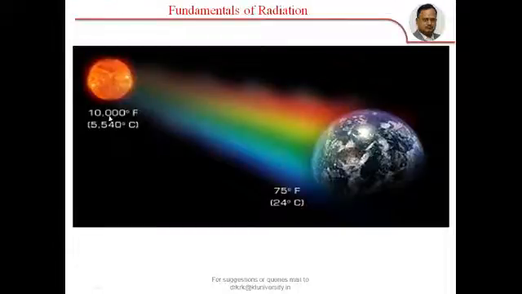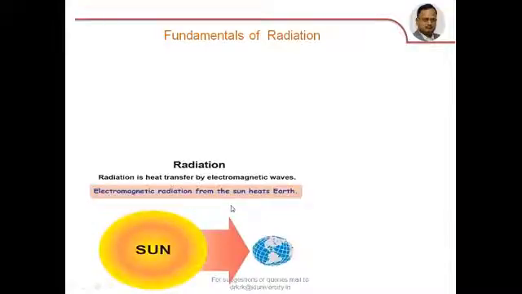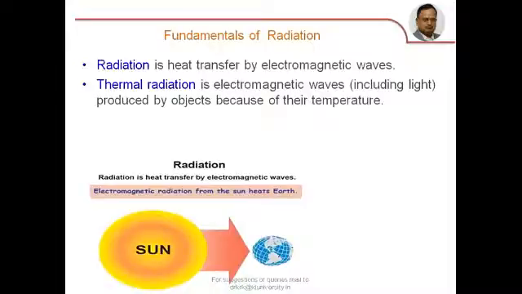You can see in this figure the heat received by the earth from the sun by means of radiation. Radiation is an electromagnetic phenomenon where the heat transfer takes place through electromagnetic waves.